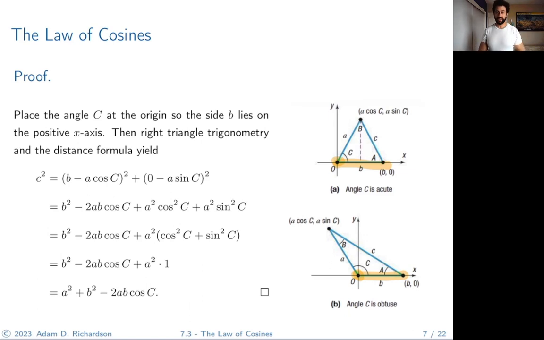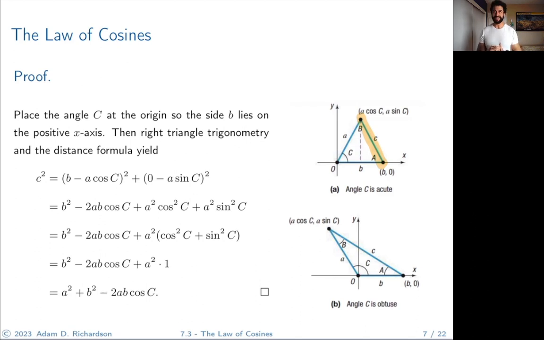So right triangle trigonometry and the distance formula yields this calculation here. We're going to compute this length. That's the idea here. We want to find out what this length c is, or at least c squared. We'll find the square of its length. If you remember the distance formula, it's basically like the Pythagorean theorem, right? And we just need to find the difference between the x coordinates of those two points and the difference between the y coordinates of those two points.